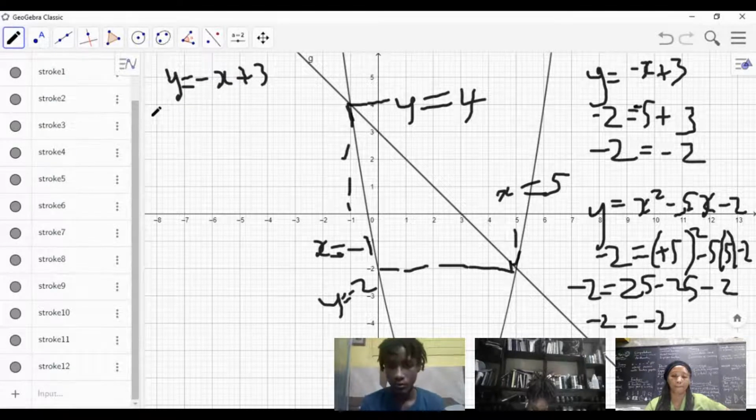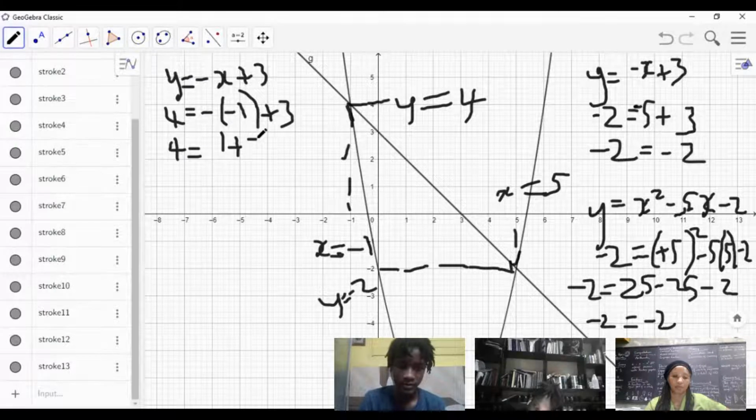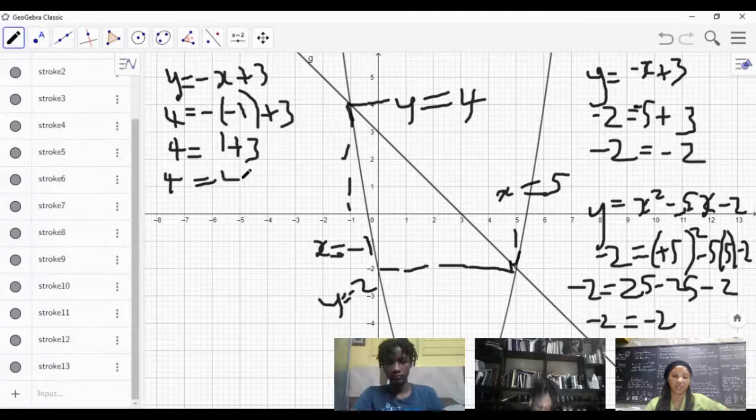y is equal to 4. So 4 is equal to -x times -1 plus 3. So 4 is equal to 1 plus 3. And 1 plus 3 is equal to 4. Okay, so 4 is equal to 4.